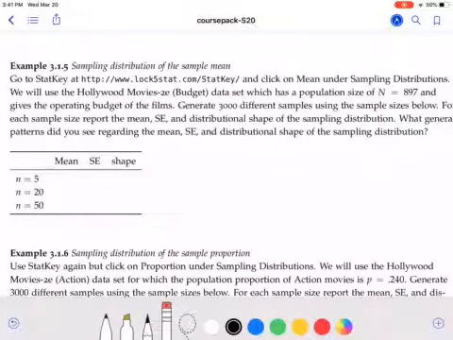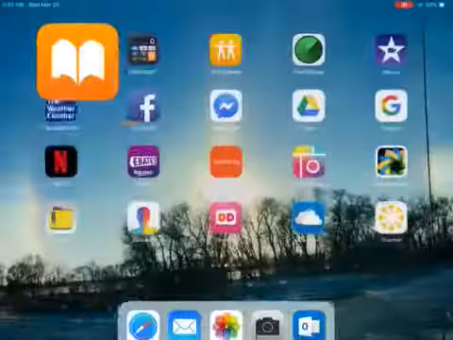In this example, we're going to do a little more exploring of the distribution of the sample mean. We're going to look at the Hollywood Movie 2E budget data that's built into StatKey, which has a population size of 897. We want to look at generating 3,000 different samples of size 5, 3,000 samples of size 20, and 3,000 samples of size 50, and get a feel for where they're centered, what their standard error, or spread, is, and what shape we're seeing in these different distributions.